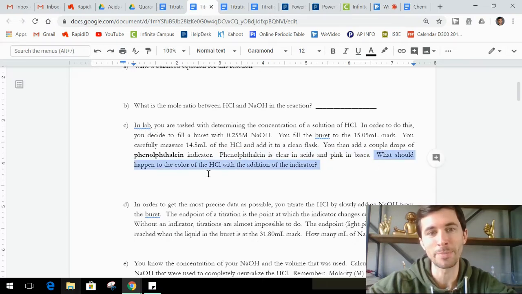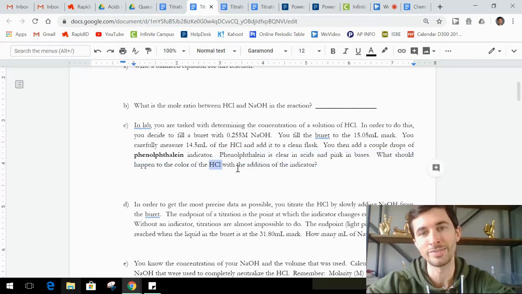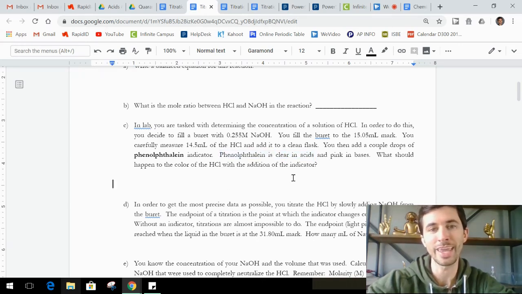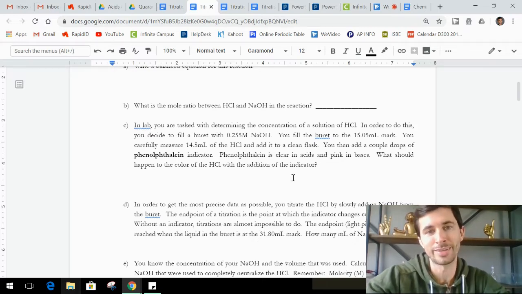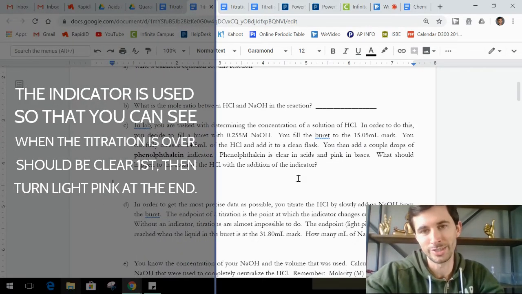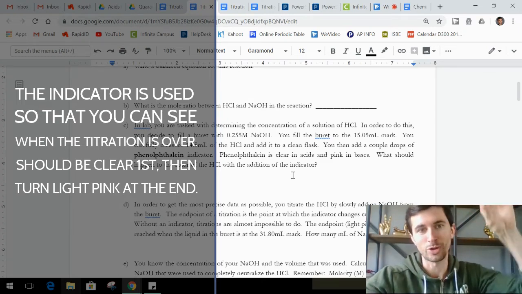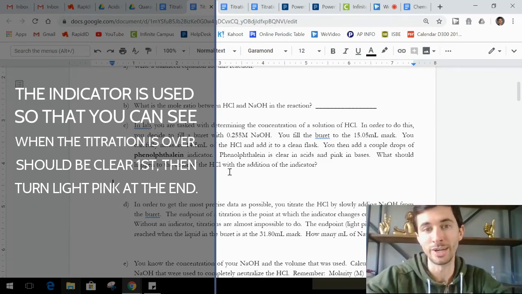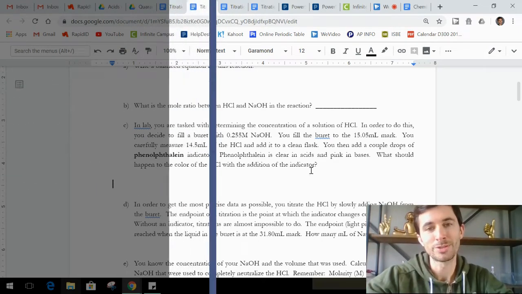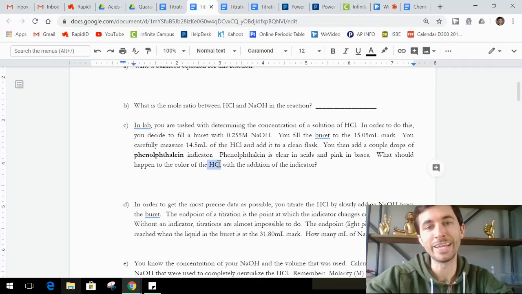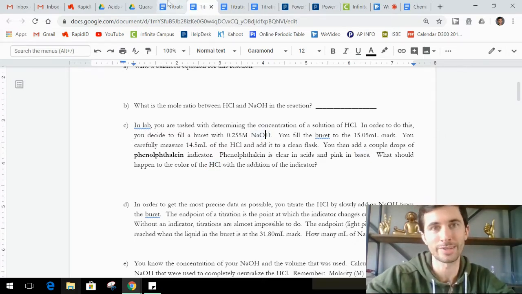And then it says what should happen to the color of the HCl with the addition of the indicator. Well, HCl is an acid. Phenolphthalein is clear in acids. That's why this one needs to remain clear. It can't turn pink right away when you add the indicator. Then that defeats the purpose of the titration. The titration means that when you finish adding all the required amount of base, it'll turn a slight pink when it's done, not right away. That, again, defeats the purpose. So again, just make sure you're reading these things. All the H substances are the acids, the bases are the OH minus substances, the hydroxides.